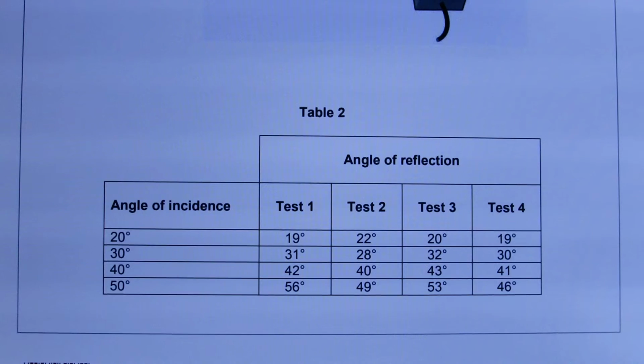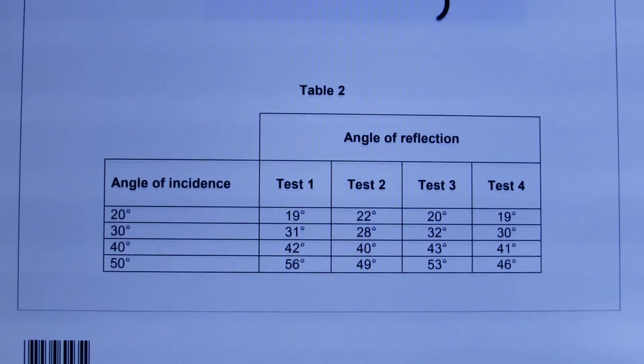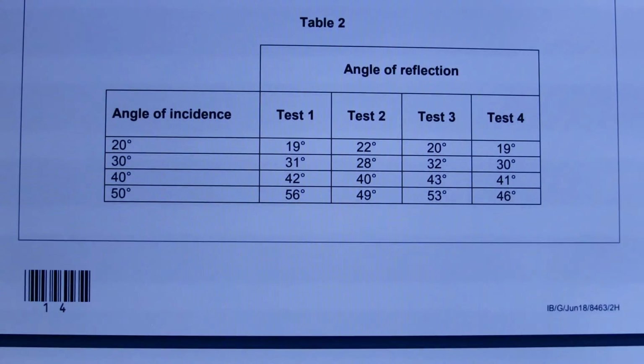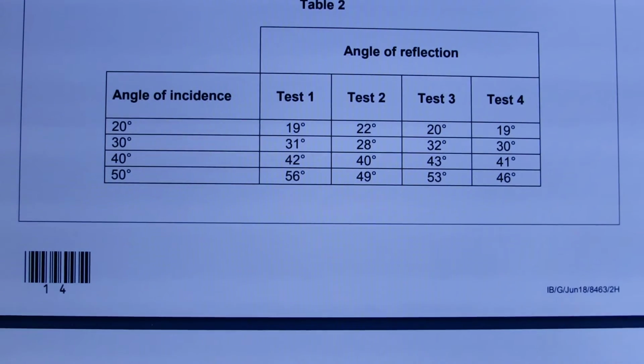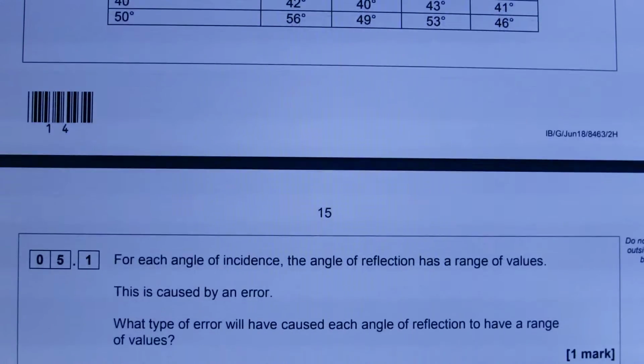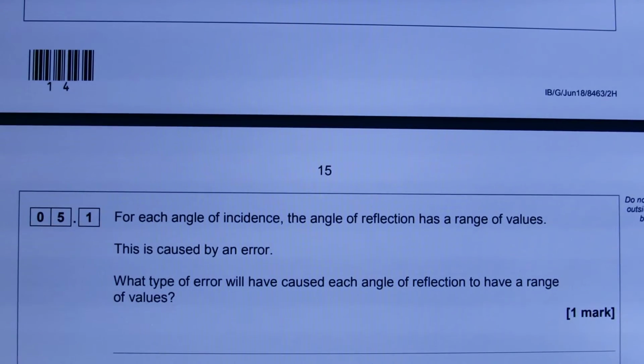Conclusion. The student sucks. I mean, he's within 2 degrees. Oh no, he's 3 degrees off there. 3 degrees, 4 degrees off that, 6. Conclusion, your mirror's bad. For each angle of incidence, the angle of reflection has a range of values. This is caused by an error. What type of error will have caused each angle of reflection to have a range of values?